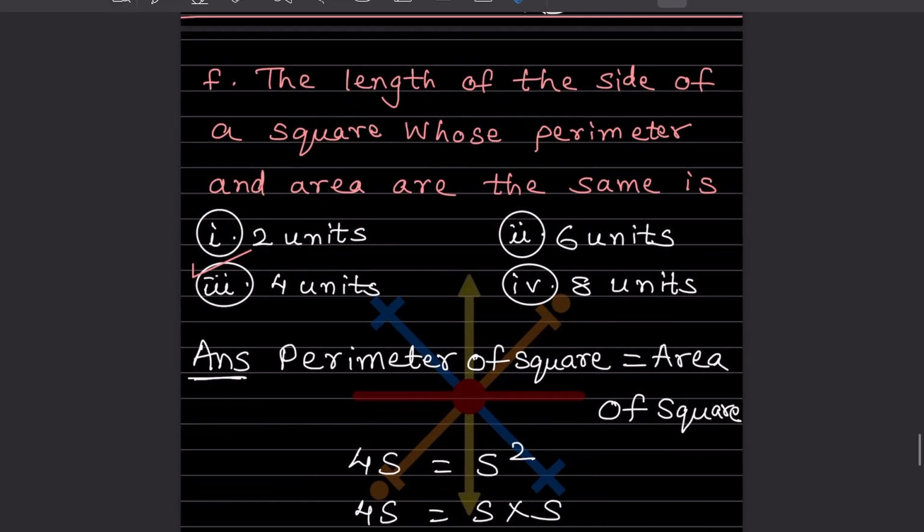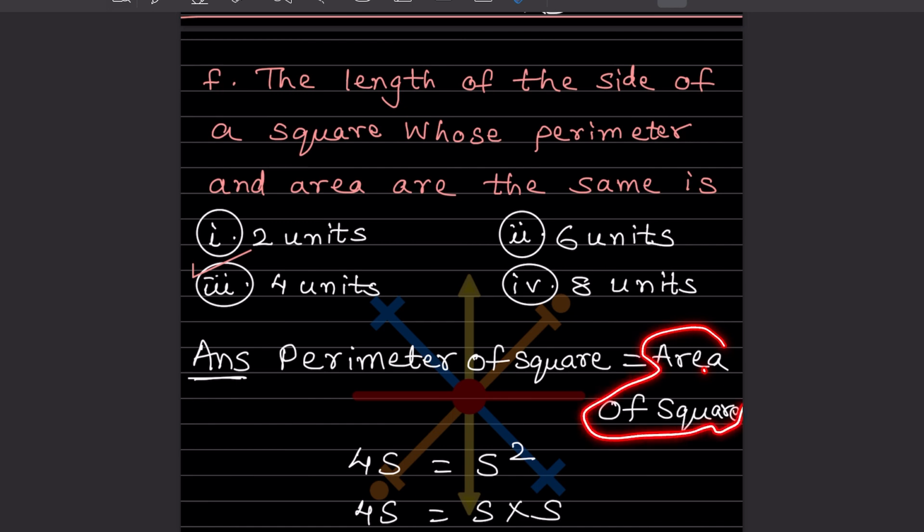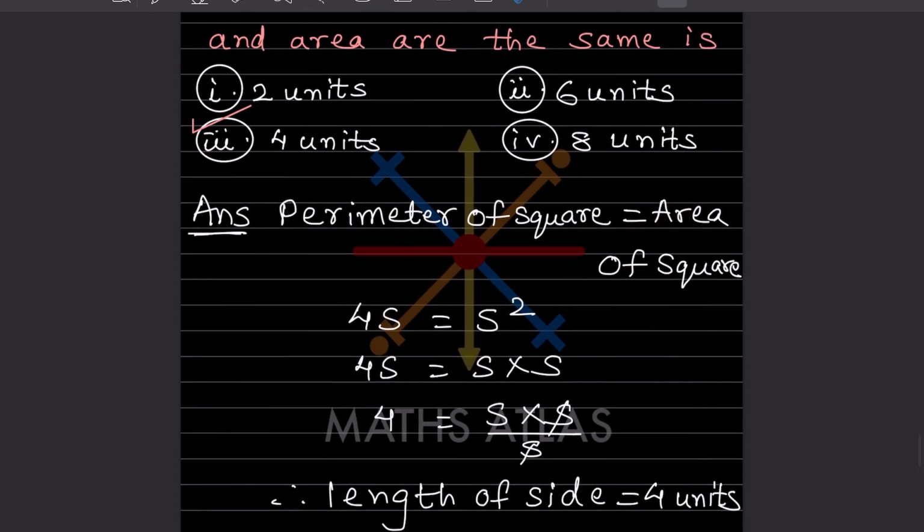So now the length of the side of a square whose perimeter and area are the same. See here, perimeter and area are the same, and we have to find the length of the side of a square. So first thing we will write, because they said perimeter and area, perimeter of square is same as area of square. What is the formula for perimeter of square? This is very important. Perimeter of square is 4s and area of square is s square. So you will write here 4s equals s into s.